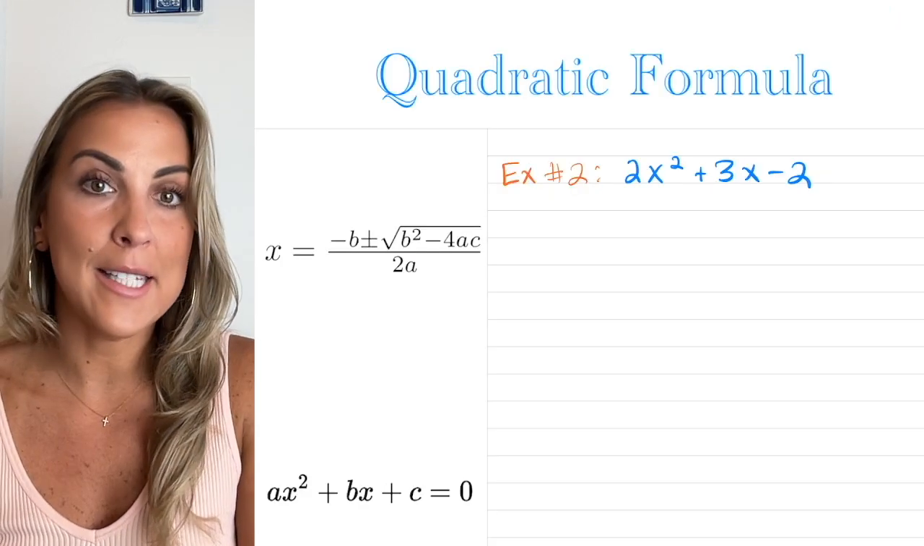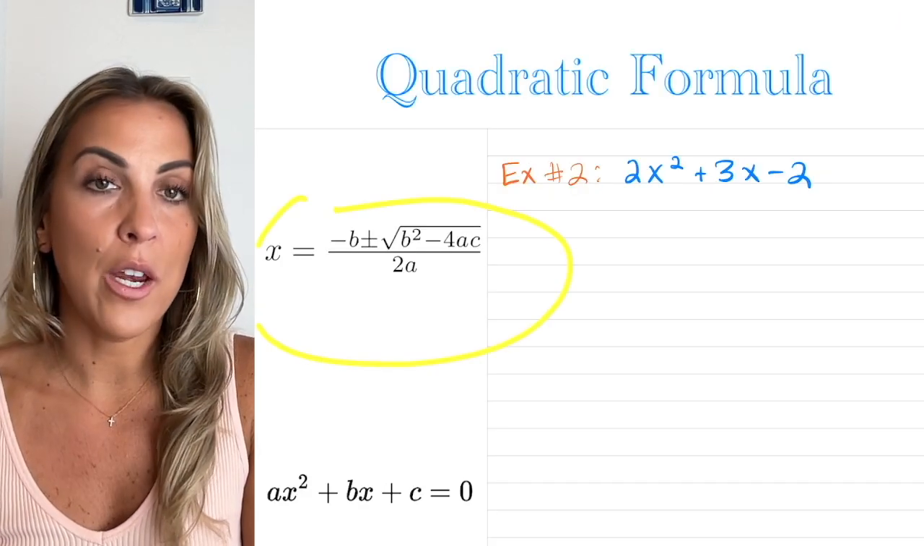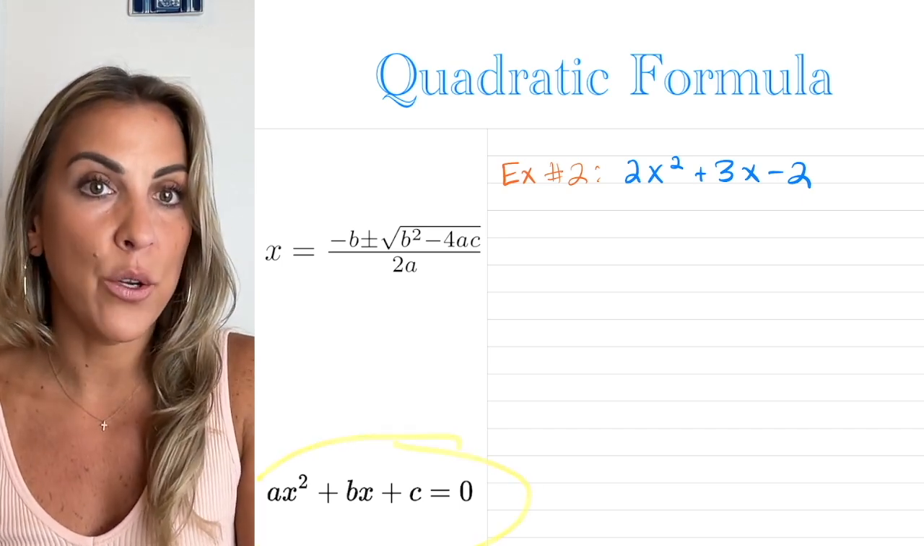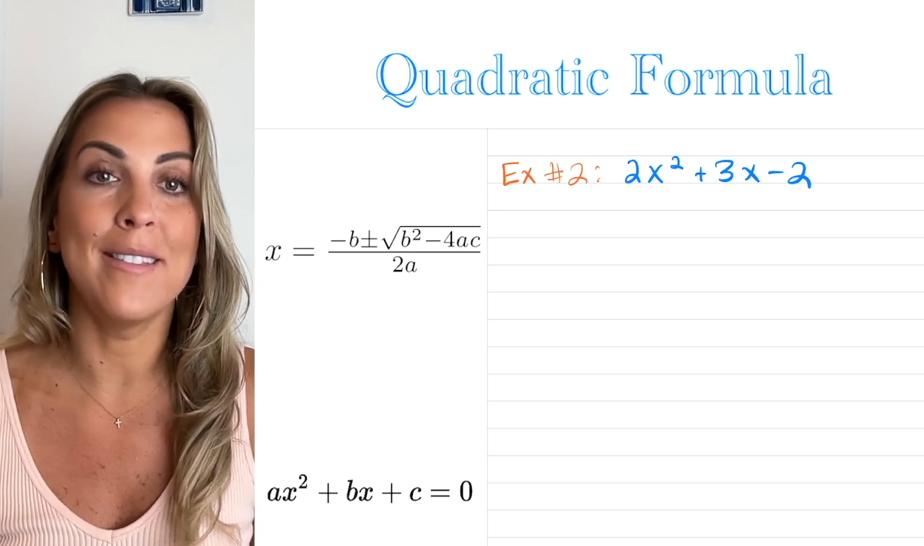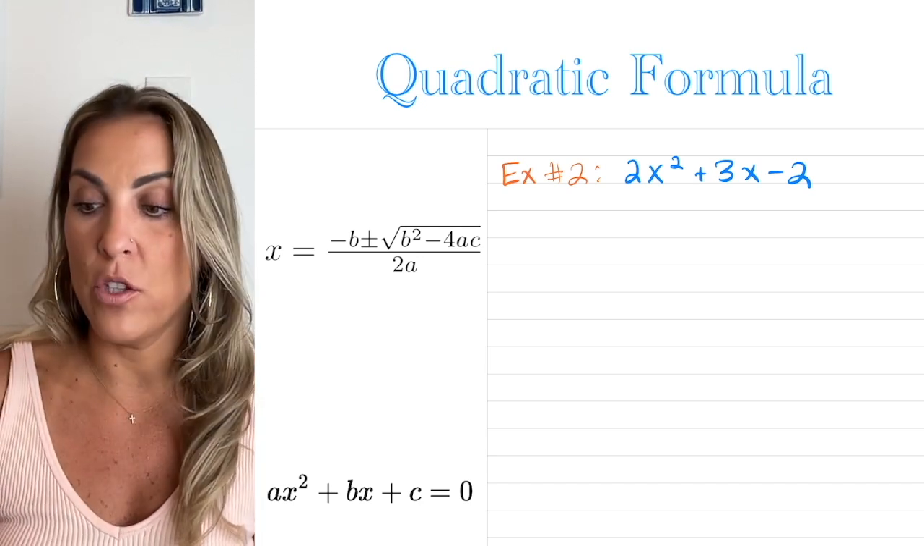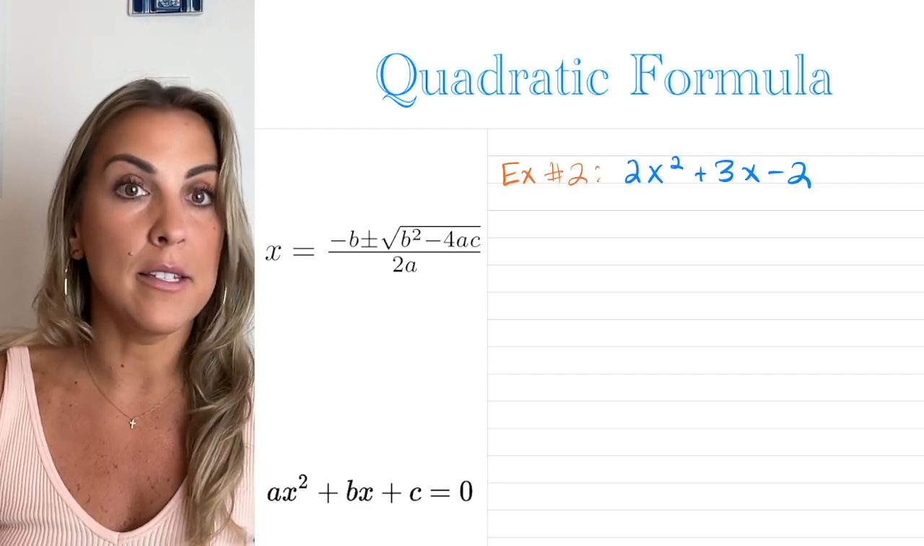All right, here's our second example. So to use the quadratic formula, remember that we first have to check and see, is our equation written in standard form? And when we look at the equation I have in blue, it does indeed look like the one on the bottom left. So that means that we're good to go and we are ready to identify the a, b, and c so that we can start.